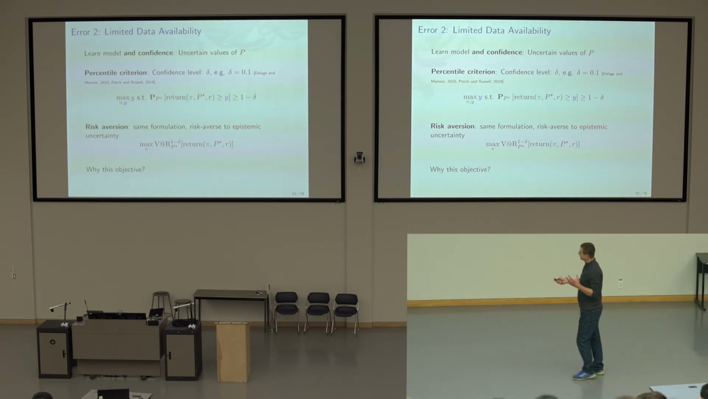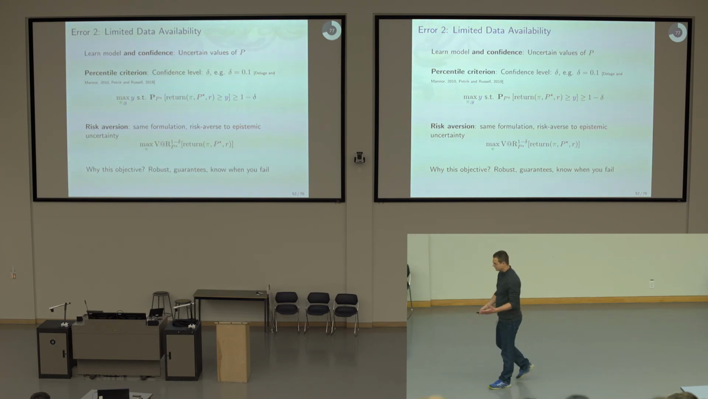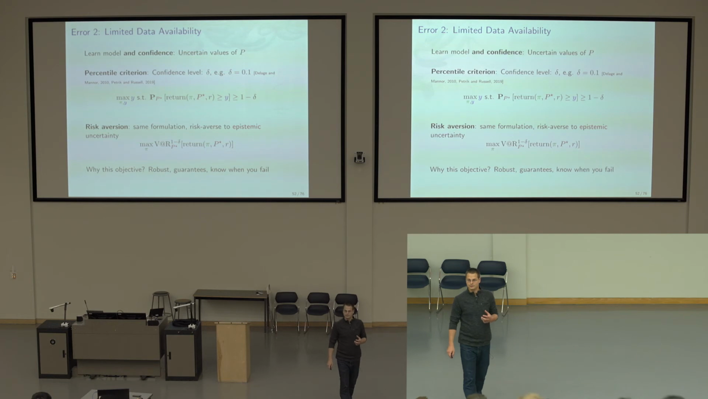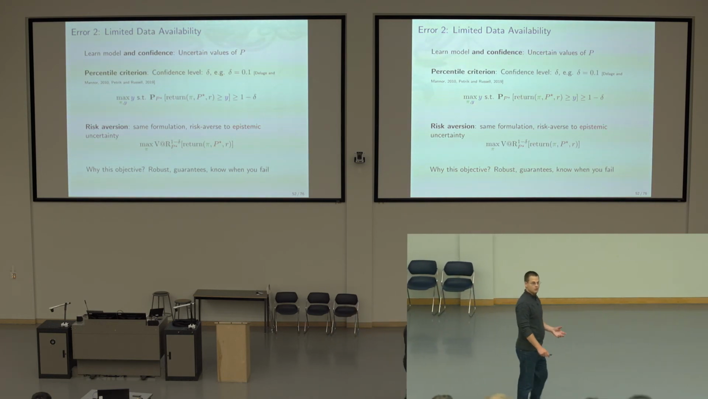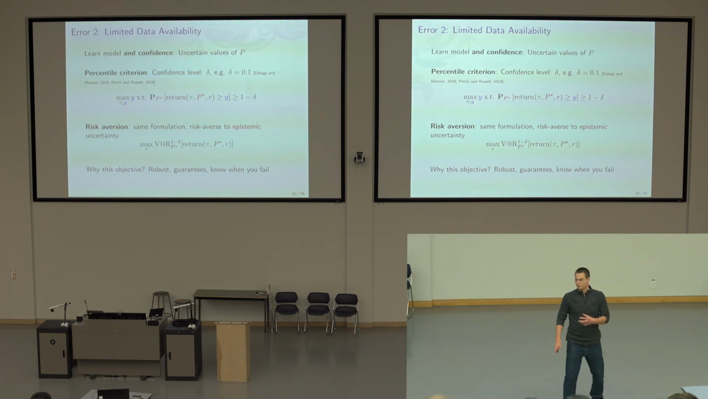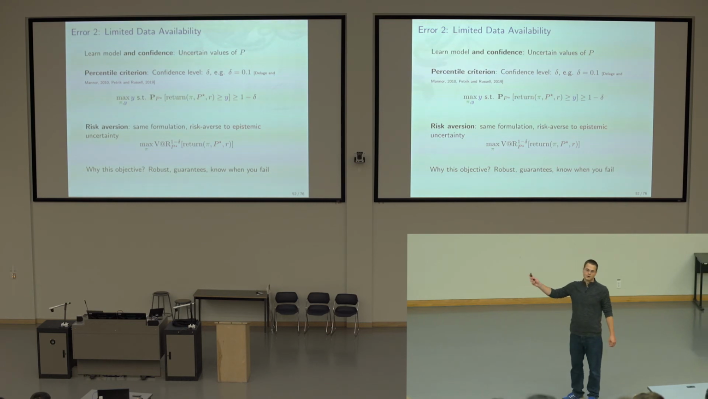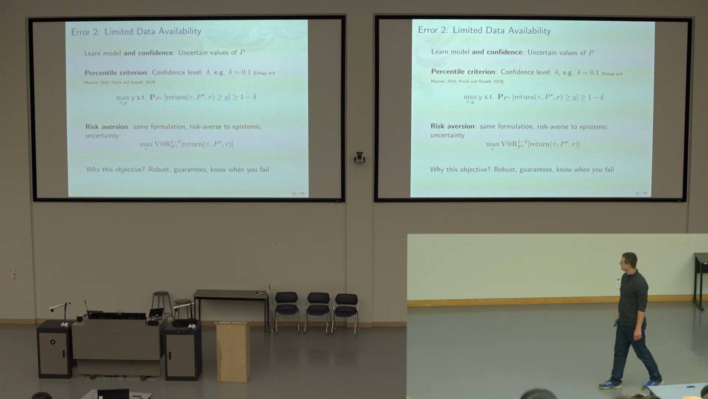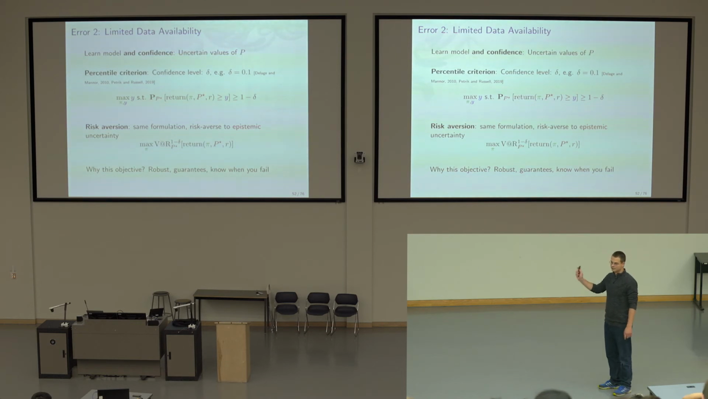So why is this a good objective? It's robust. This gives you a guarantee. So if your policy is not going to work, you'll know. You'll know because your y, your robust solution, is going to be really low. Once you get a policy, you're pretty confident that when you deploy it, you're not going to do worse than what you expected from your optimization. So you know when you fail. This is very important.